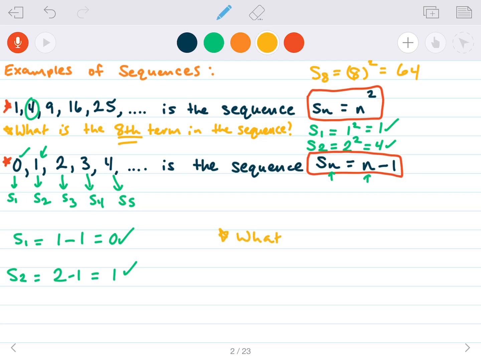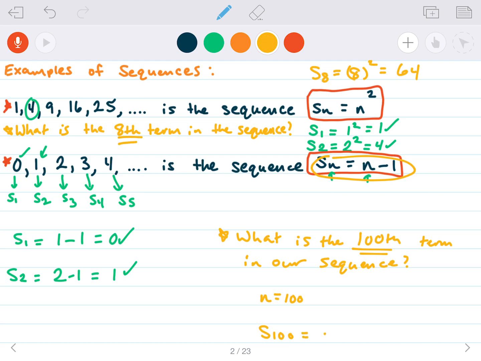So what if I asked you, what is the 100th term in our sequence? What would that be? Well, here n is 100, and we just plug in 100 into our rule for n, so S sub 100 is 100 minus 1, which is 99. So 99 is the 100th term in our sequence here.